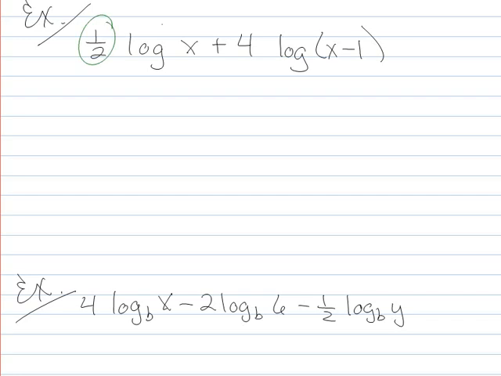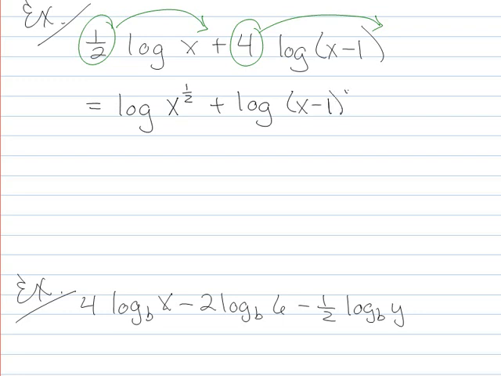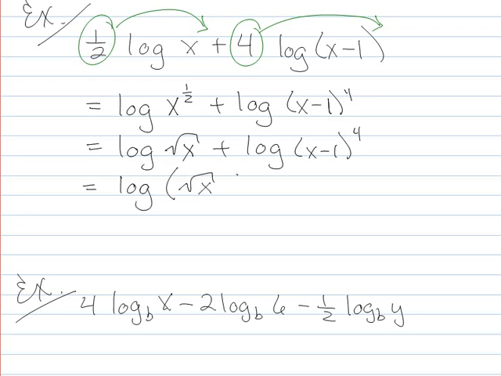Let's assume that you're sold and you've done that. So now I'm going to start tucking these exponents back up. So I've got log of x to the 1/2 plus log of x minus 1 to the 4th. So that's really log of the square root of x plus log of x minus 1 to the 4th. Now this is something plus something else, so that means I can apply the product rule and get that. So that's an example of condensing your function.